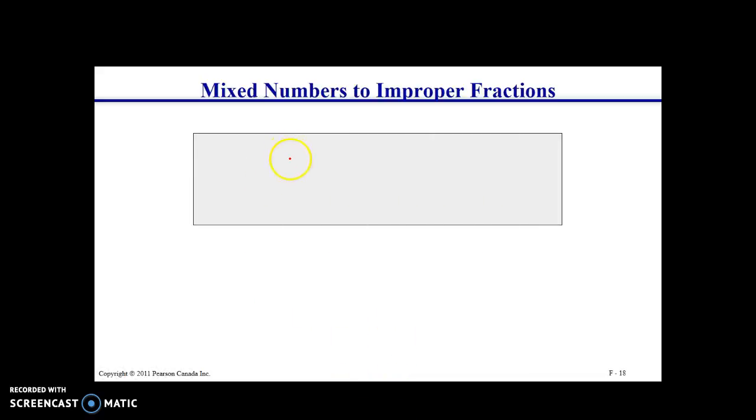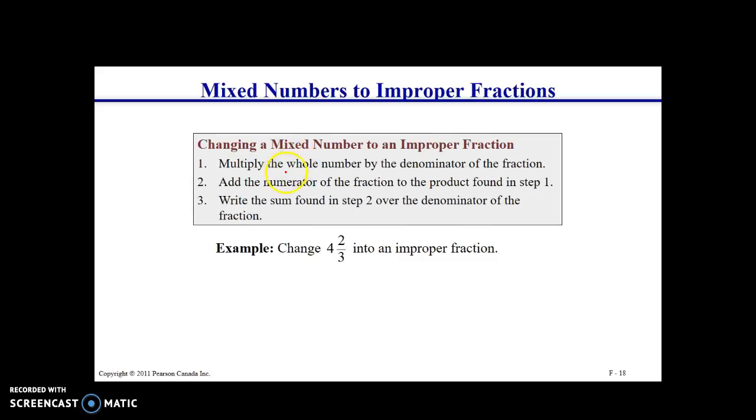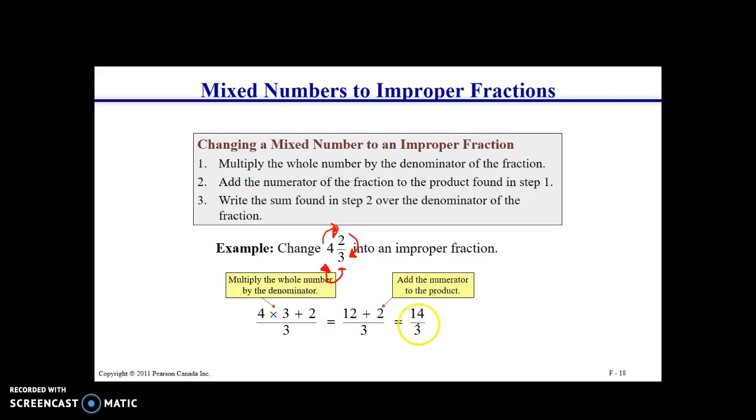So to convert from mixed numbers to improper fractions, there's a little procedure. We're going to start at the denominator. We're going to multiply the denominator by the whole number. So 4 times 3 is 12. Then we're going to add on the numerator. So 12 plus 2 is 14. And then we'll express it over the original denominator. So 4 times 3 plus 2 is going to equal 14 over 3. So always start at the denominator, multiply, add, and then you're good to go.